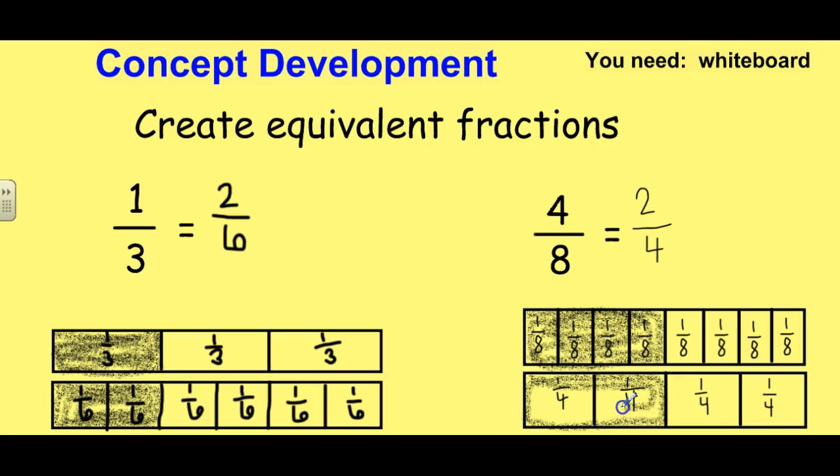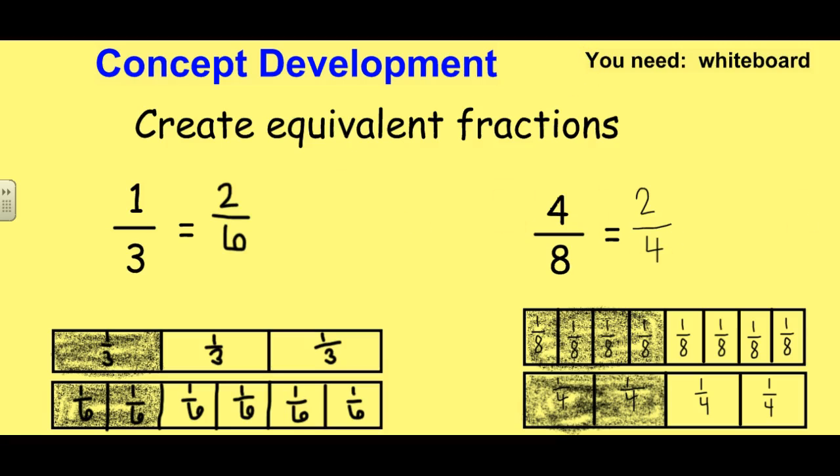And whenever I shaded the 4/8 and now I'm shading the 2/4, I can see that I am shading in the same area and that they both have the same amount of shaded space. So that does tell me that 4/8 and 2/4 are equivalent fractions.